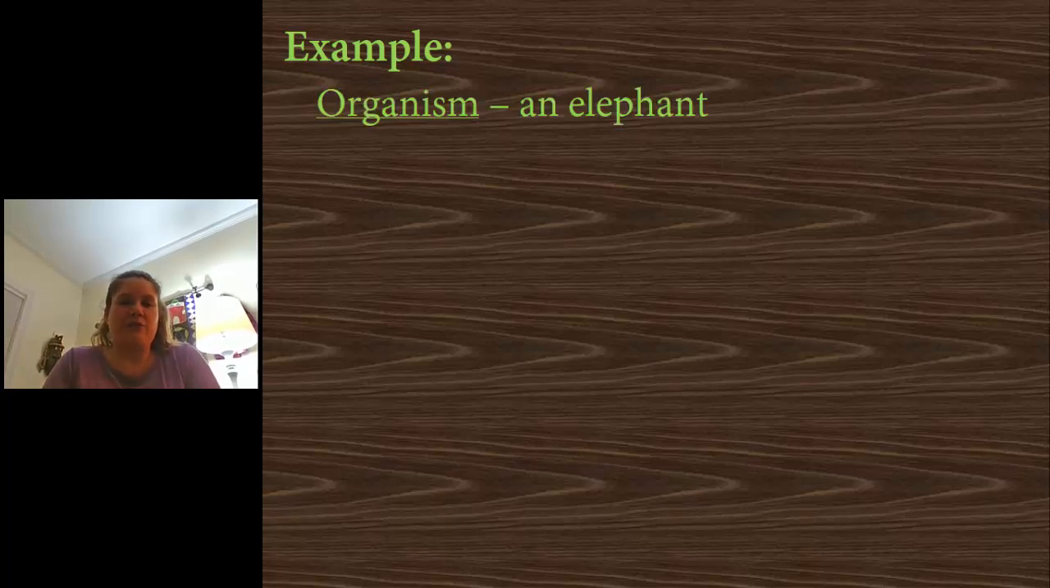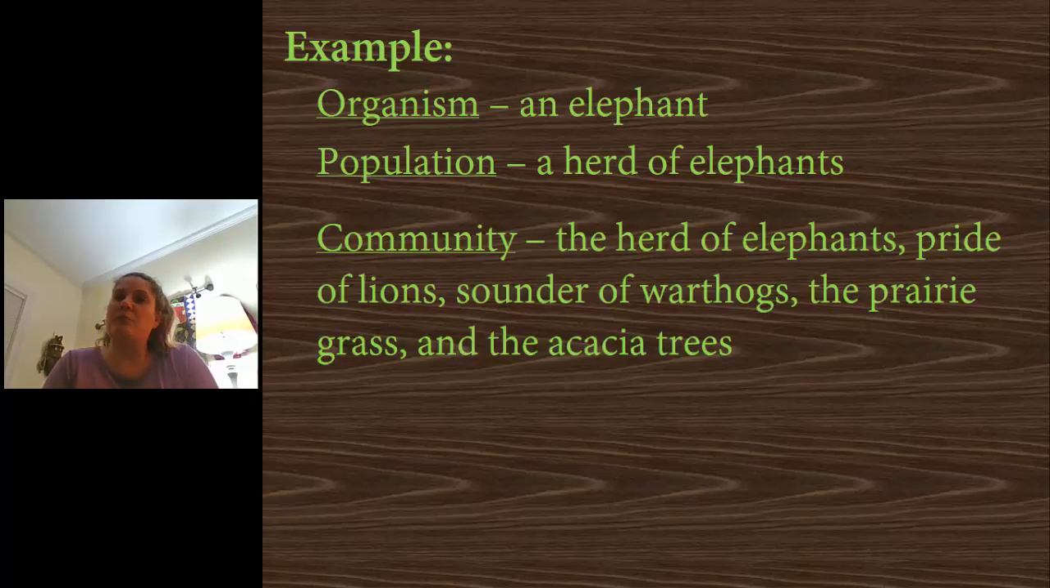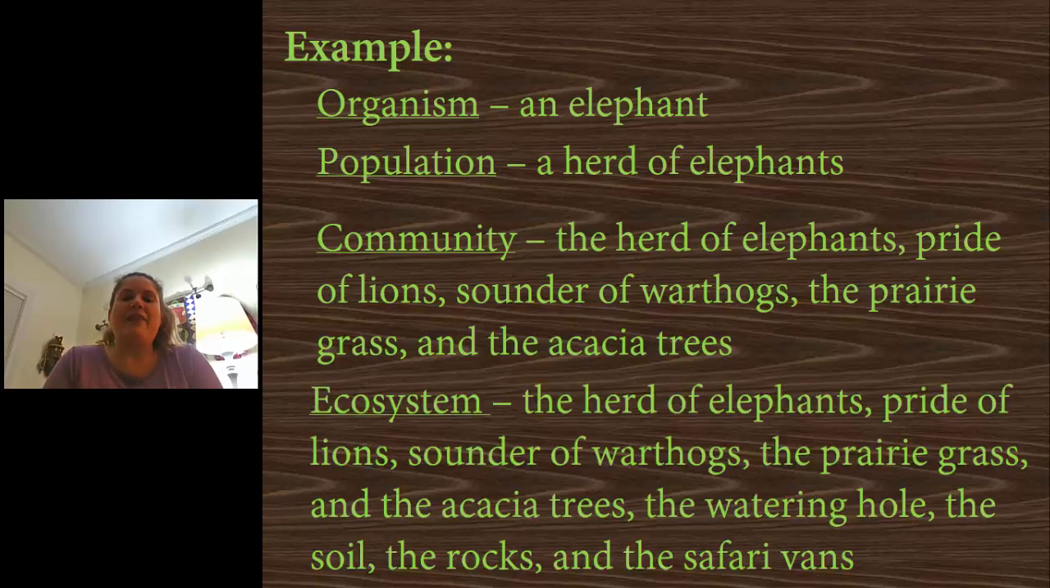Okay, so I already gave you this part of this example, but one organism would be an elephant. The population would be that whole herd of elephants, but it's still just the elephants. The community would be the herd of elephants, the pride of lions, the sounder of warthogs, the prairie grass, and the acacia trees. So again, all of those different populations, but still things that are alive. And then when we get to the ecosystem, we're talking about the things that are alive and the things that are not alive. So we've got the herd of elephants, the pride of lions, the sounder of warthogs, the prairie grass, the acacia trees. But now we're talking about the watering hole, the soil, the rocks, the safari vans, the humans that are in the safari vans. So we've got all of the things that are alive and all of the things that are not alive.